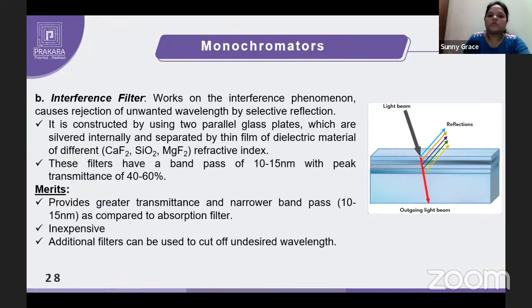Coming to the band pass, because of its narrower band pass and higher transmittance rate, interference filters are mostly chosen compared to the absorbance filters.